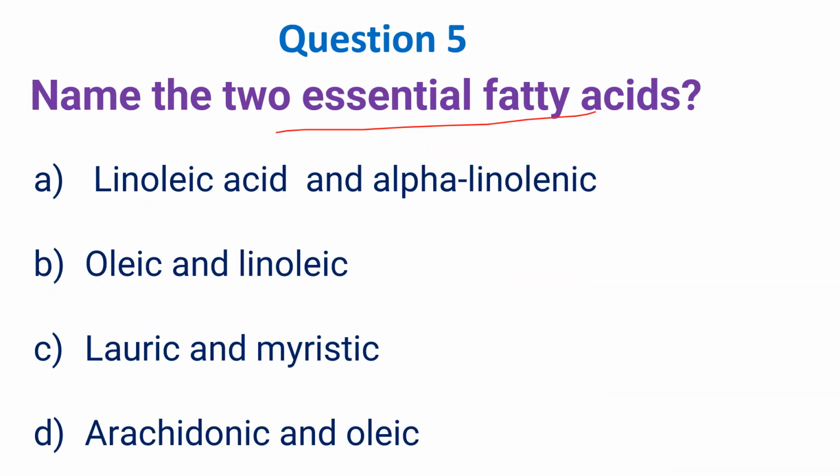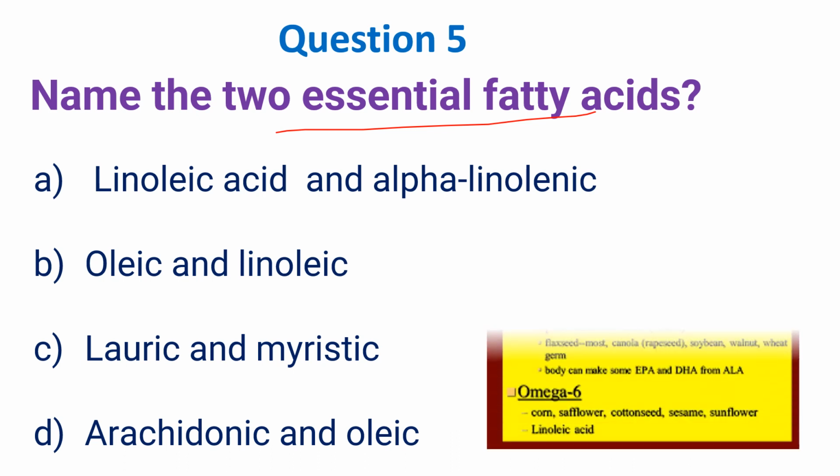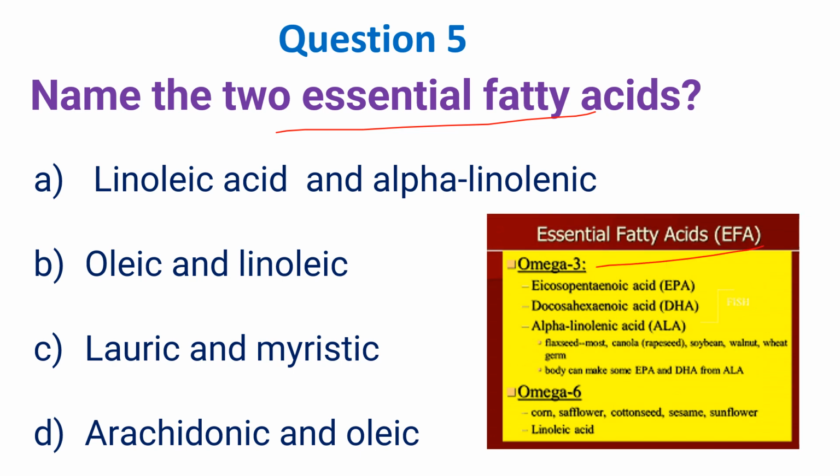Name the two essential fatty acids. We can see that there are two types of essential fatty acid, omega-3 and omega-6. Omega-3 has three examples: eicosapentaenoic acid, docosahexaenoic acid, alpha linolenic acid, and omega-6 is linoleic acid. Move to the options. Linoleic and alpha linolenic are examples of essential fatty acids. Oleic is an example of a saturated fatty acid.